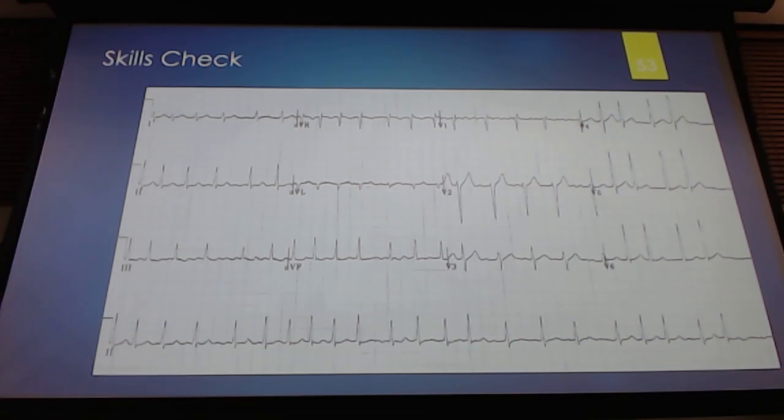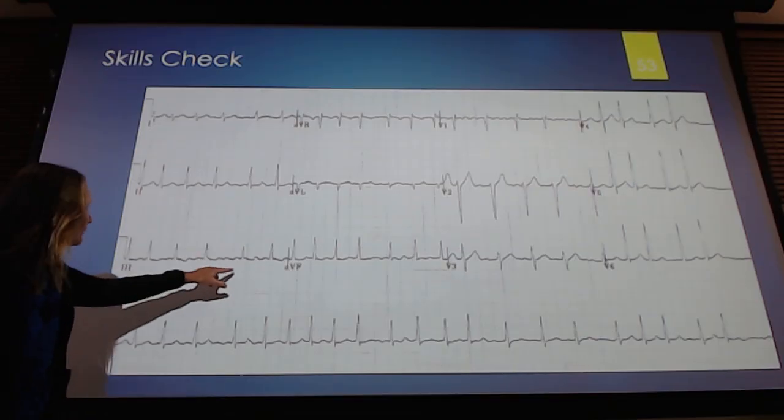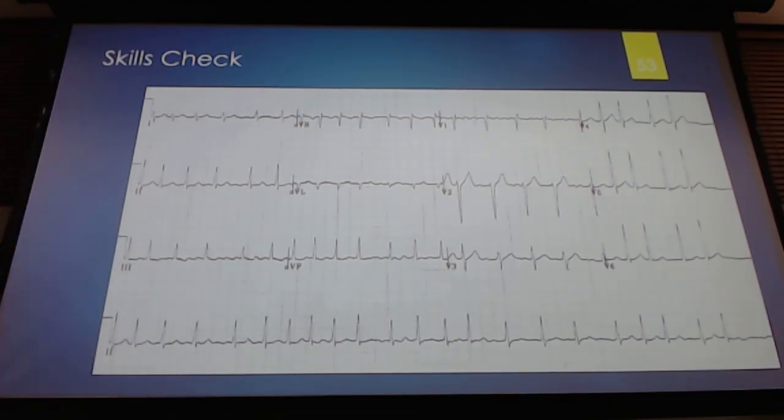Okay. Now, some of you may say, whoa, look up there at V1. Are those flutter waves? How do I know those aren't flutter waves? And even a little bit here, you might say flutter waves. Sometimes that can be challenging. I will tell you that 9 times out of 10, it's going to be atrial fibrillation because that affects 2 million people. A flutter is not all that common. You don't see a lot of A flutter.